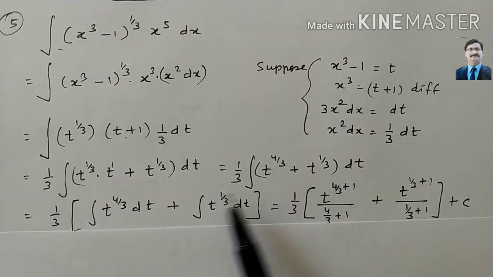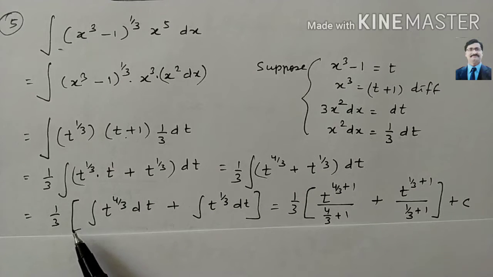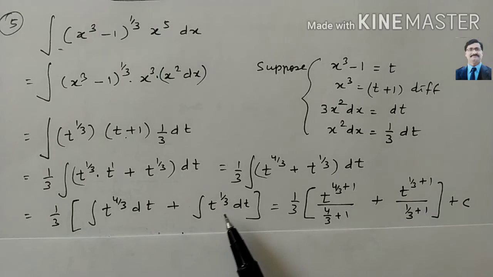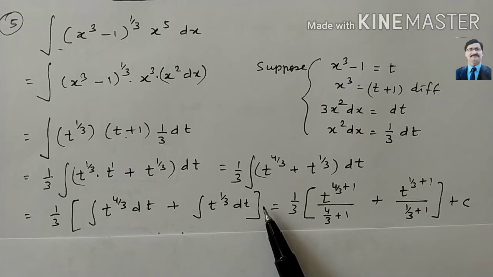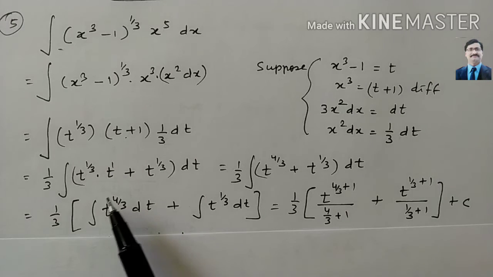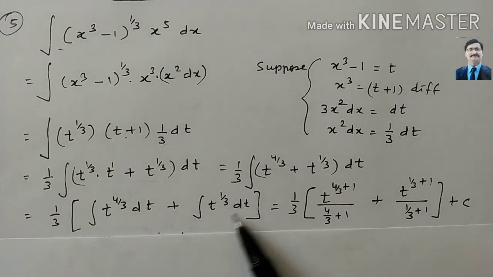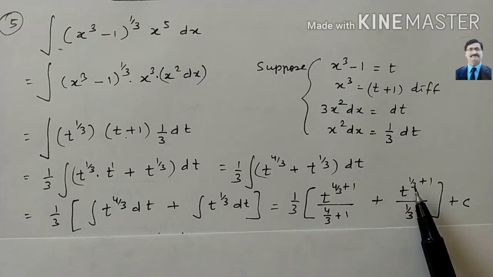Now we can separate. So we get 1 upon 3 bracket, integral of t power 4 by 3 dt plus integral of t power 1 by 3 dt. Now the integral of the first portion will be t power 4 by 3 plus 1, upon 4 by 3 plus 1. The integral of this portion will be t power 1 by 3 plus 1, upon 1 by 3 plus 1.